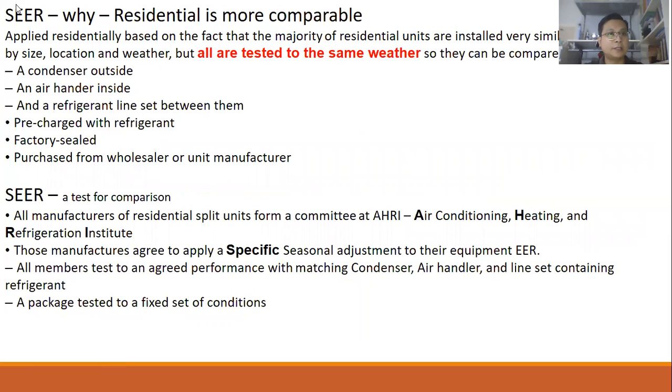Okay, why we use this method for residential conditions is because of the condition outside and the air handler inside. So on, you can read yourself here. I put it all in the slide.